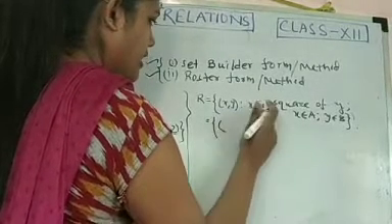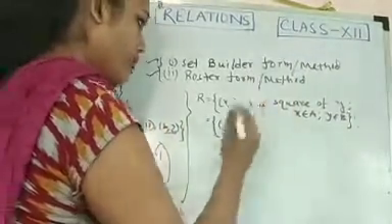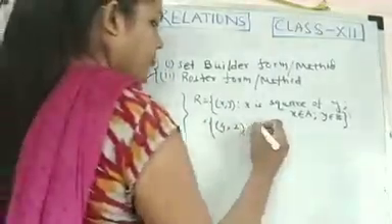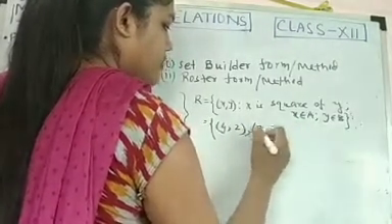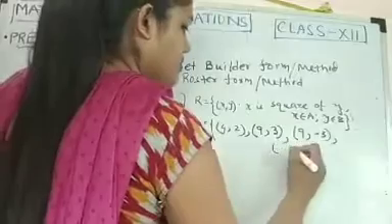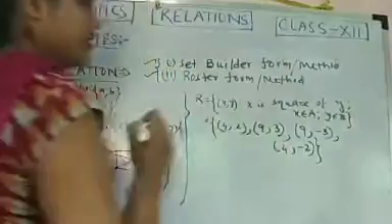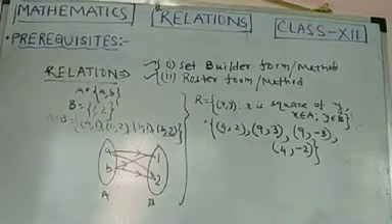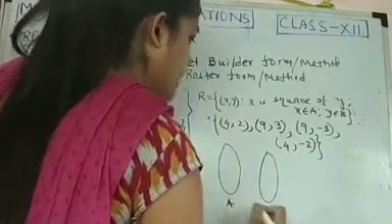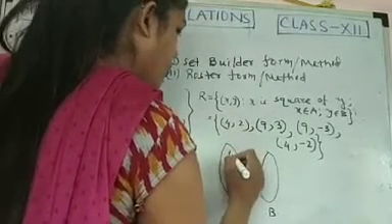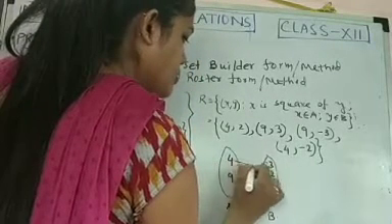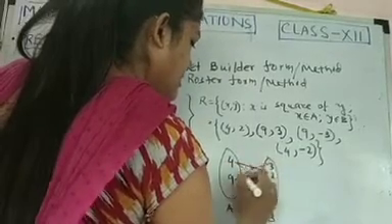Suppose x is the square of y. If y is 2, then x will be 4. Suppose y is 3, then x will be 9. If y is minus 3, then x equals 9. If y is minus 2, then x is 4, because 2 squared and minus 2 squared are both 4. Its arrow diagram representation: this is the A set and the B set, with 4 and 9 in A, and minus 3, minus 2, 2 and 3 in B. Here 9 comes from minus 3 and also 3.